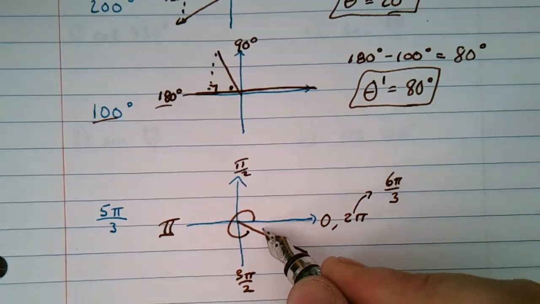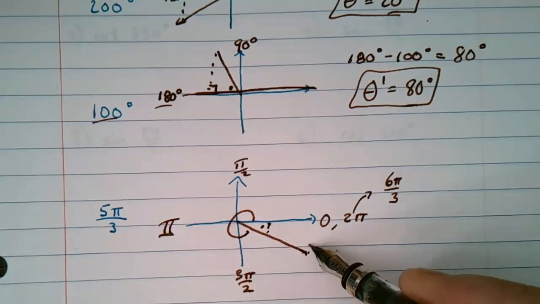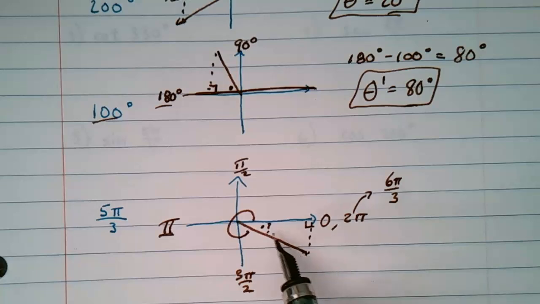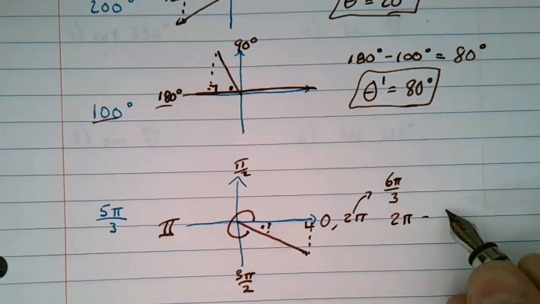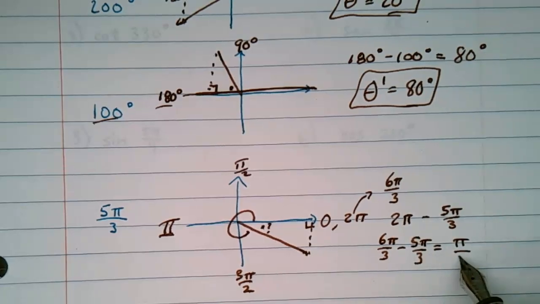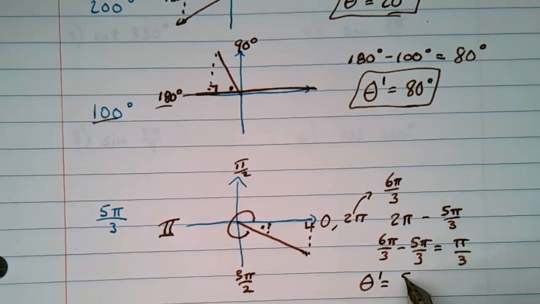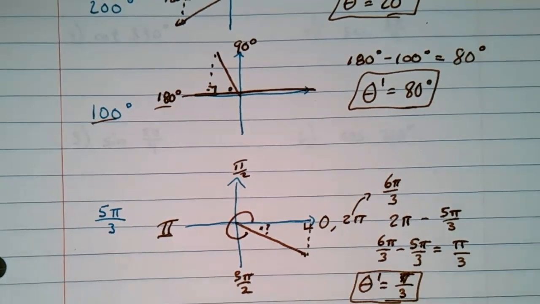The original angle is almost 2 pi. But I don't want the original angle. I want this angle right here. I go to the nearest x-axis. From here to the nearest x-axis is going to be 2 pi minus 5 pi by 3. And mathematically, this becomes what? 6 pi by 3 minus 5 pi by 3, which is equal to 1 pi by 3, or just pi by 3. And so theta prime is what? Pi by 3. And that's our reference angle.